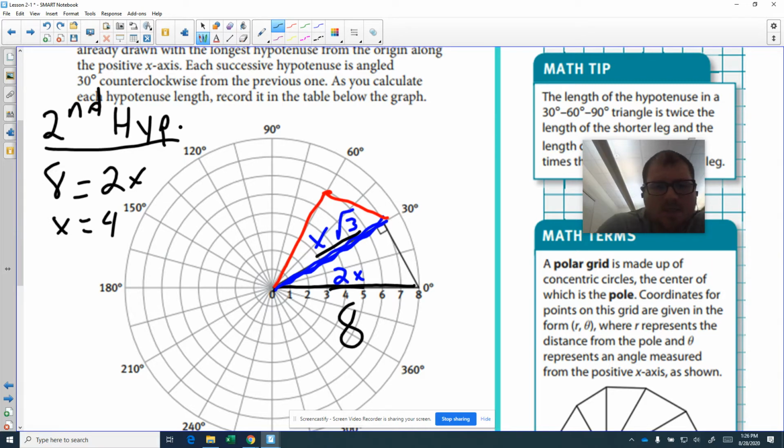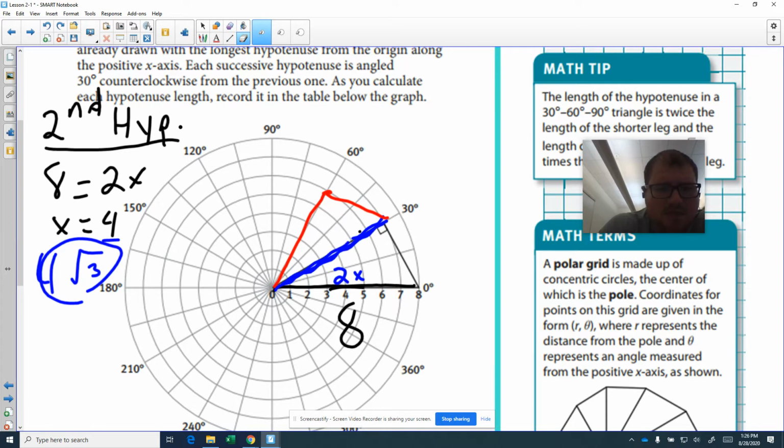Okay? Well, now if I want to figure out that blue line, or the second hypotenuse's actual length, I just have to plug the 4 into my equation. Or in other words, to figure that out, it would be 4 square root of 3, right? So now what I can do is change this to have the length of 4 square root of 3.